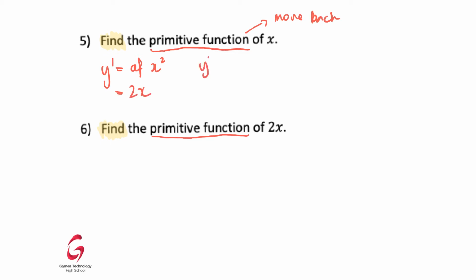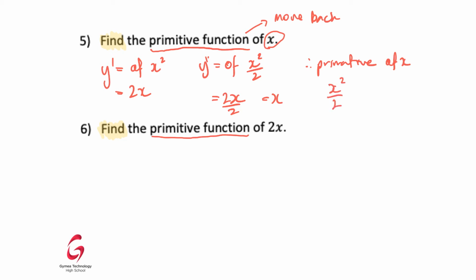And we know the derivative of x squared on 2 is going to be x, right? Or really 2x on 2, which is x. Now we are asked for that. We're asked to find the primitive function of x. So that means the primitive function of x is going to be x squared on 2.